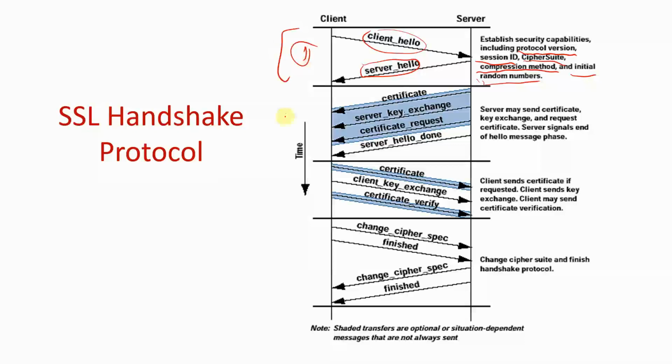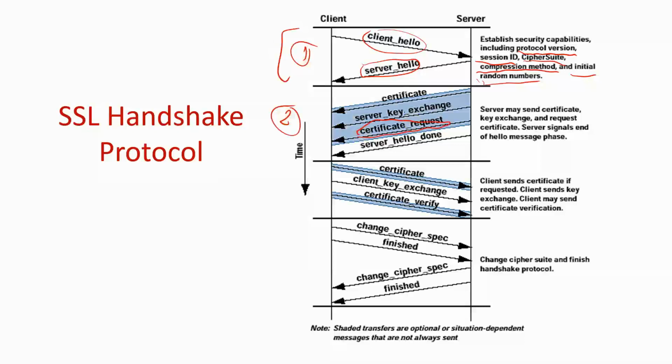After that comes phase 2, which is the server side. The server sends a certificate, sends key exchange information, and may also send additional messages for the client to reply back. For example, if the server also requires that the client authenticates itself, then it will send a certificate request asking for the certificate of the client. If it doesn't require that the client authenticate itself, then it will not actually send a certificate request.